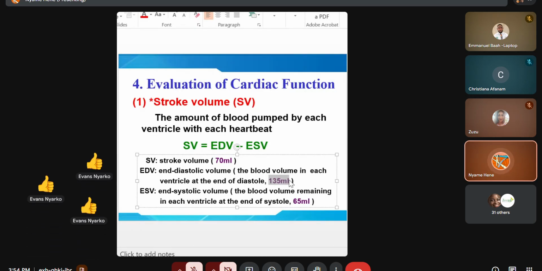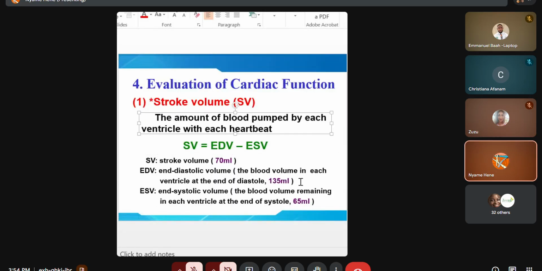You understand? The blood volume at the end of diastole, where the heart is not contracted and is filling up, was 135. Now at the end of systole, the blood remaining in each ventricle after you have pressed the bottle, after the contraction, was 65 mils. So how do you know the one that went out? It's going to be 135 minus 65, right? Then you get the one that went out.